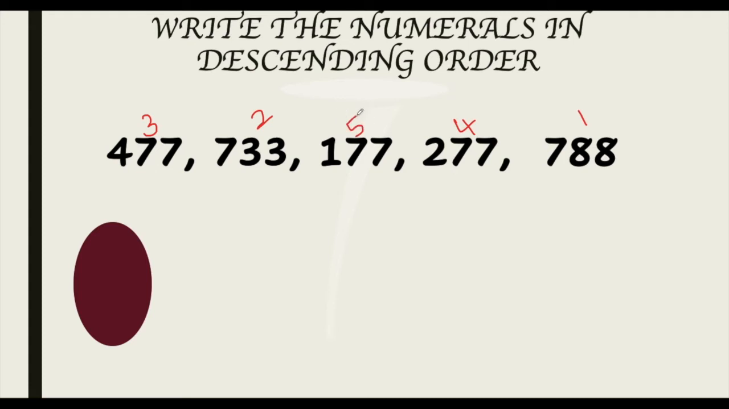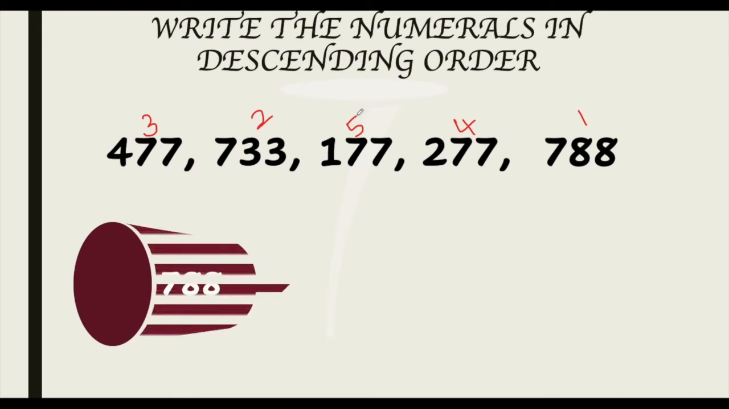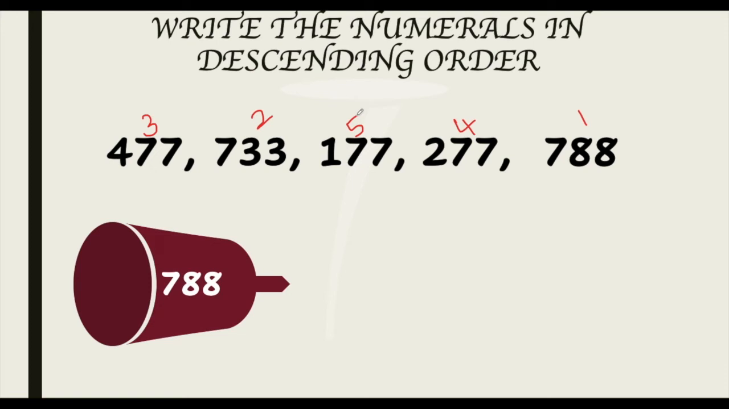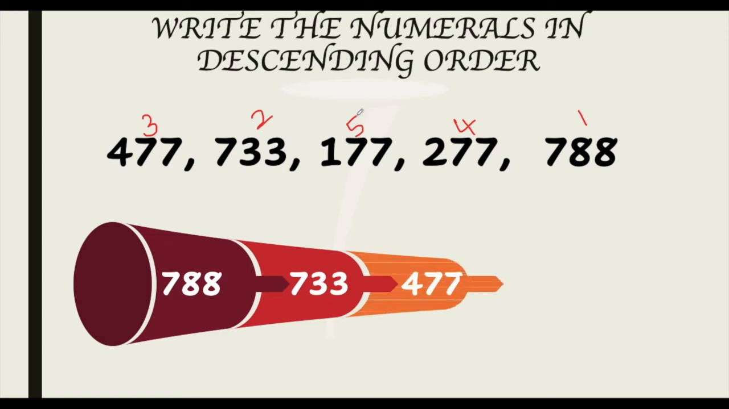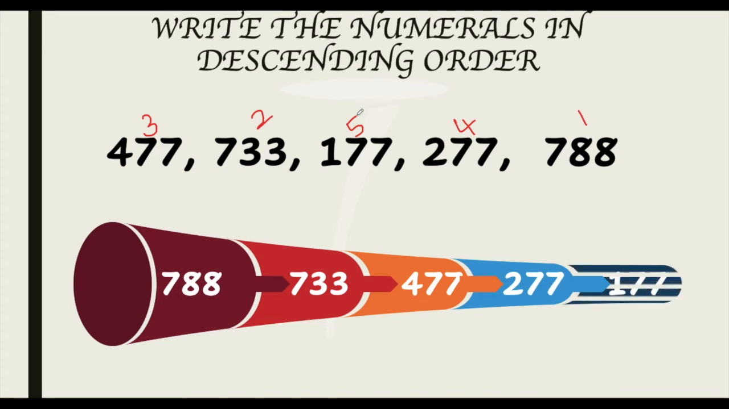So in descending order, as I said earlier, we write the greatest number at the first and the smallest number at the last. So first we have 788. After 788 we have 733. After 733 we have 477. After 477 we have 277. After 277 we have 177. So descending order means writing numbers from the greatest number to the smallest number.